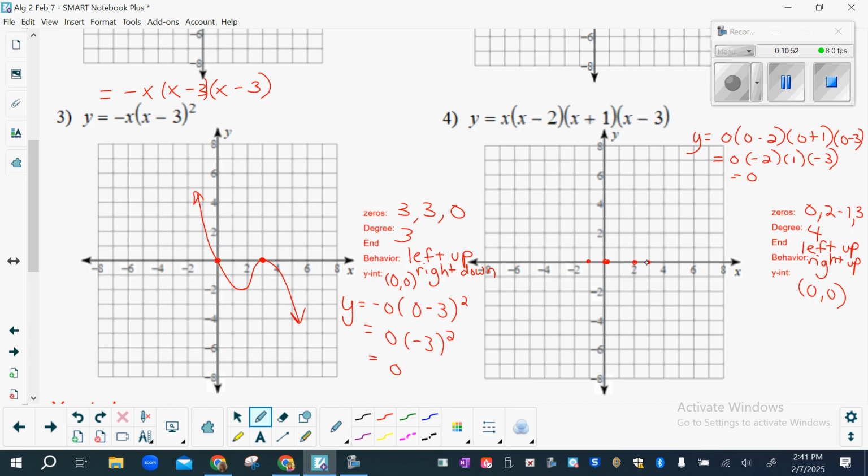So I don't have any repeat roots, do I? So I'm just going to do crossing at every one of them. So I start up, I come through this point, bounce, I shouldn't say bounce, sorry. I come through, one bump up, one bump up here, another bump here, and then I end up. Does that make sense?